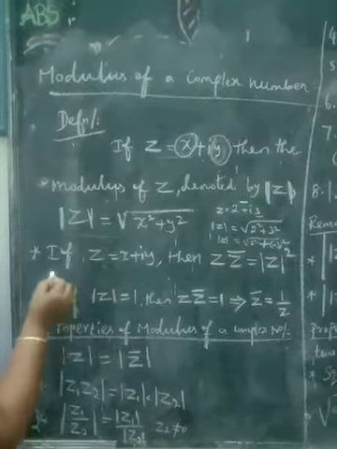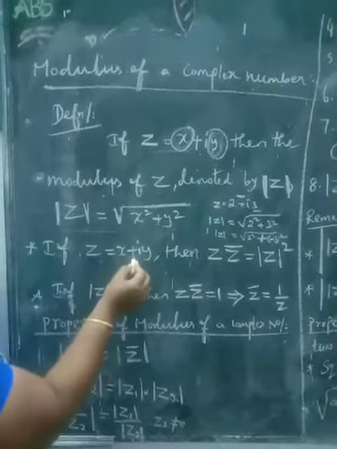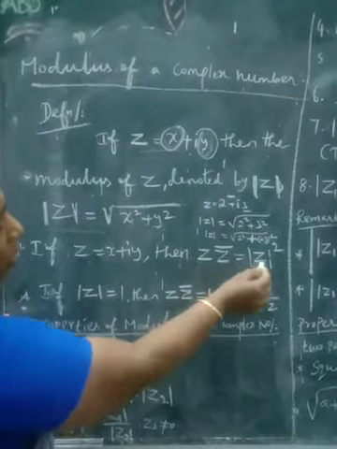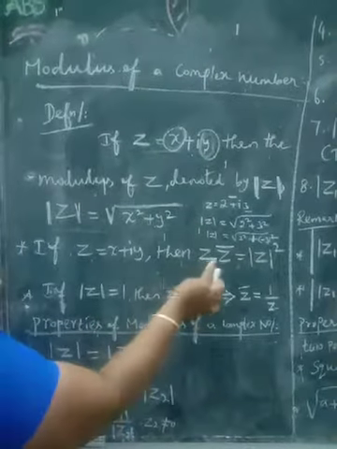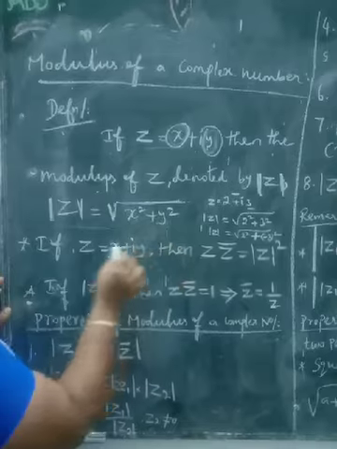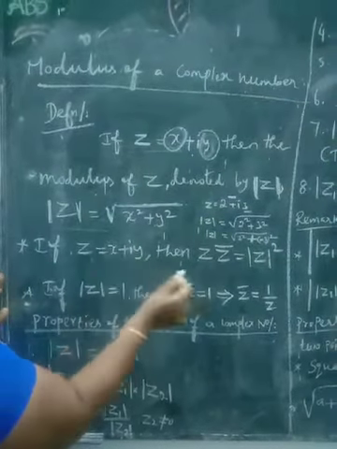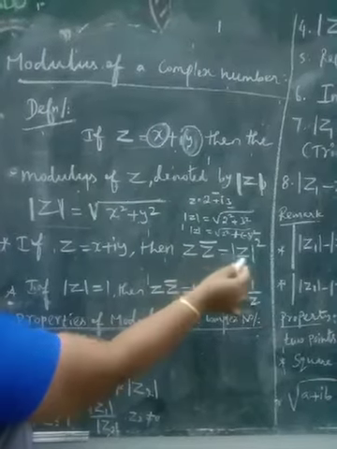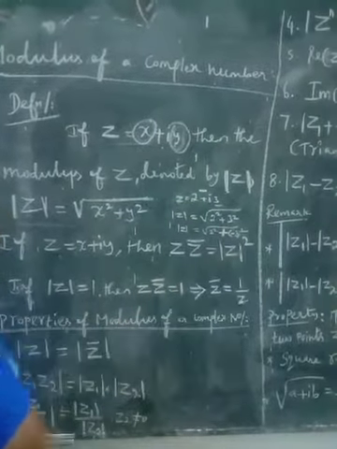Okay, next one. Result: if z equals x plus iy, then z into z bar equals mod z squared. We use this property in some problems, so just memorize this. If z is a complex number, then z and its conjugate, if we multiply these two, we will get mod z squared.